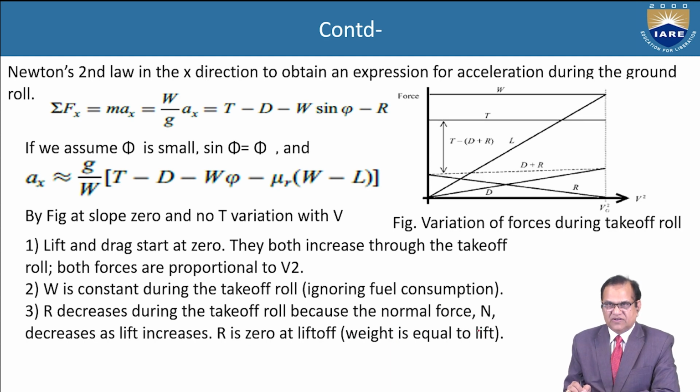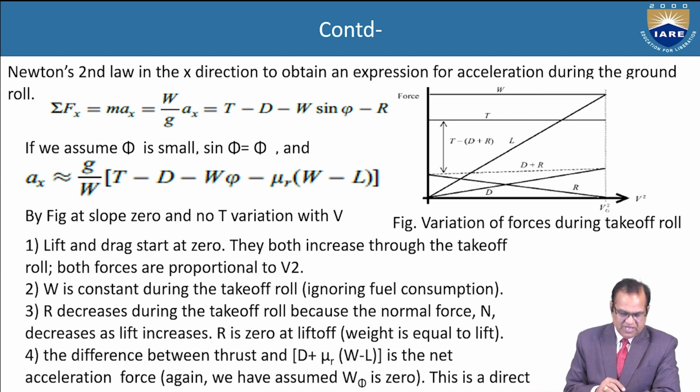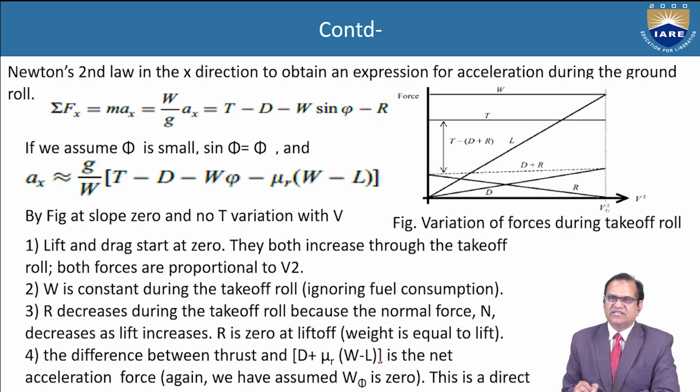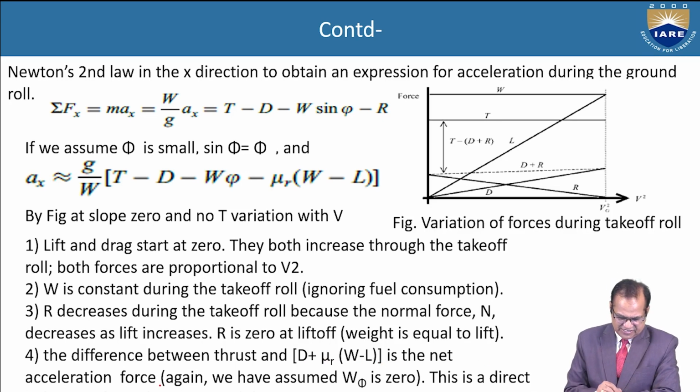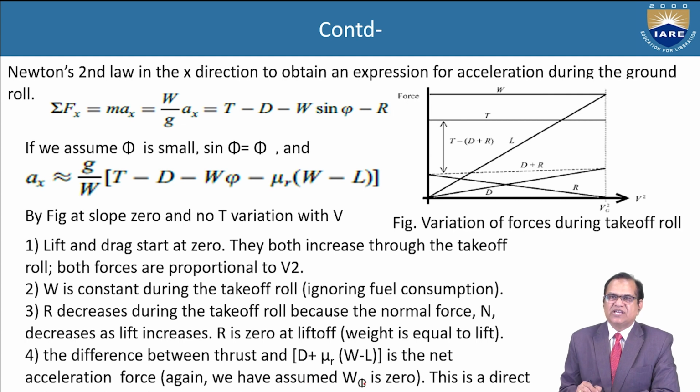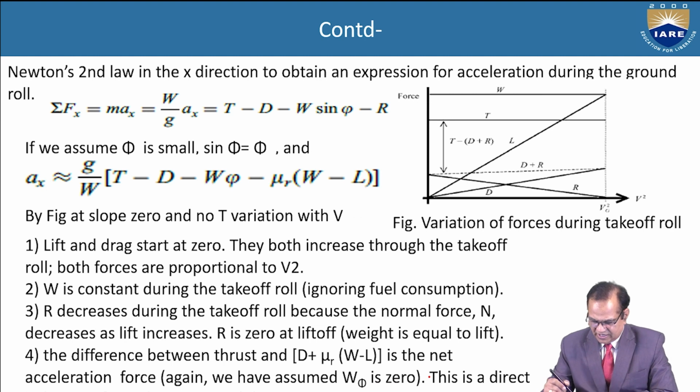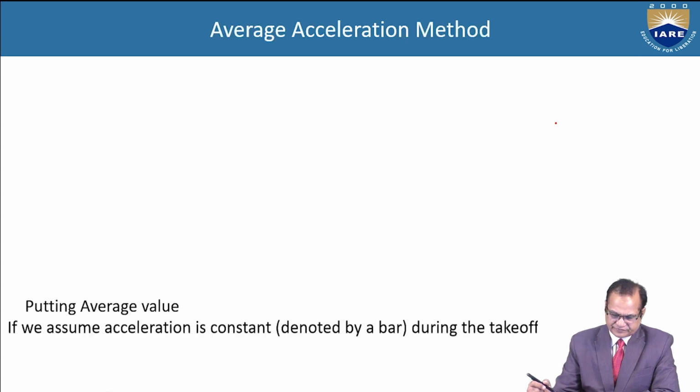Weight is equal to lift. So if you are taking off, N will be diminished. The difference between the thrust and D plus mu R W minus L is the net acceleration force. Again, we should assume that W phi is 0. This is the direct relation. Here is the weight, here is the thrust. From here to here is T minus D plus R. Here is the D, here is R. All the parameters are mentioned in this diagram.